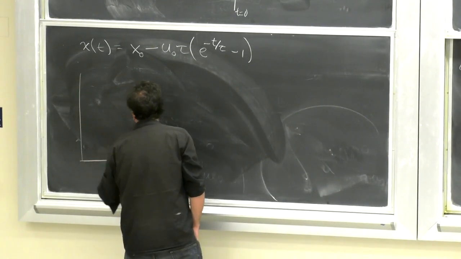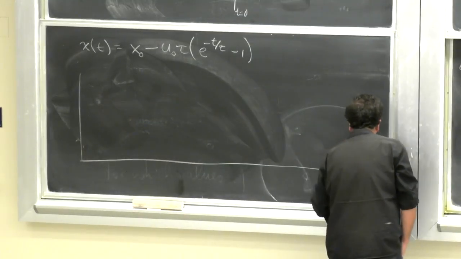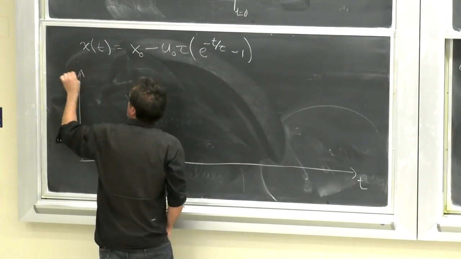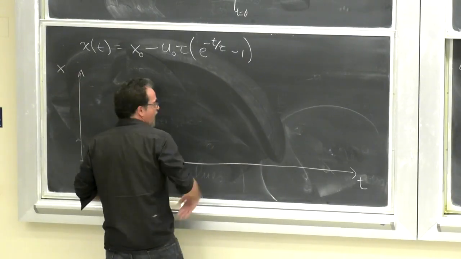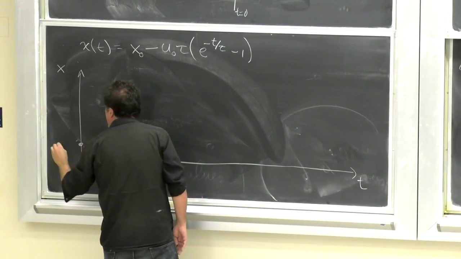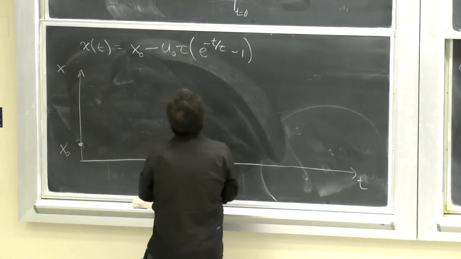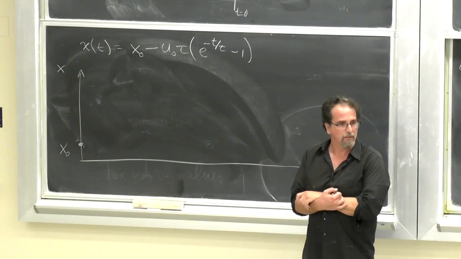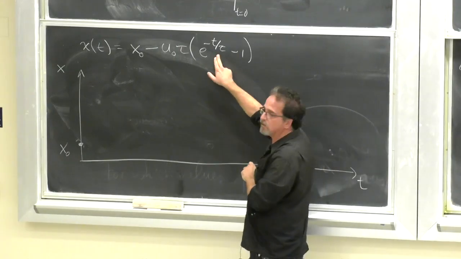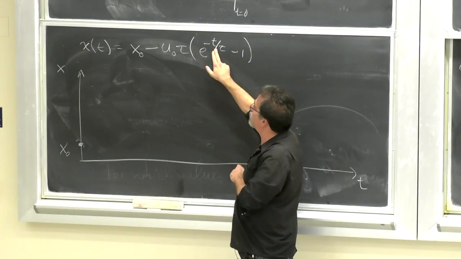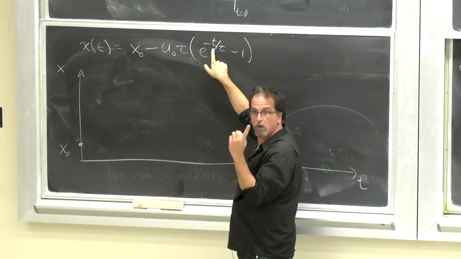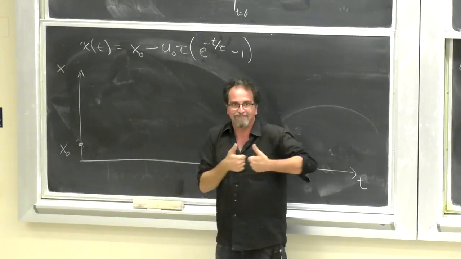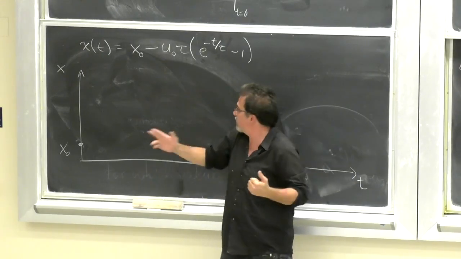So what does this function look like? Well, this is x, and that's t. And let me say that this is x0. That's x0, OK? At time t equals 0, look what happens. At time t equals 0, this is e to the power of 0, which is 1, minus 1. The whole thing is 0. So at time t equals 0, you're at x0, wherever you decide to start. So let's put x0 right over there.